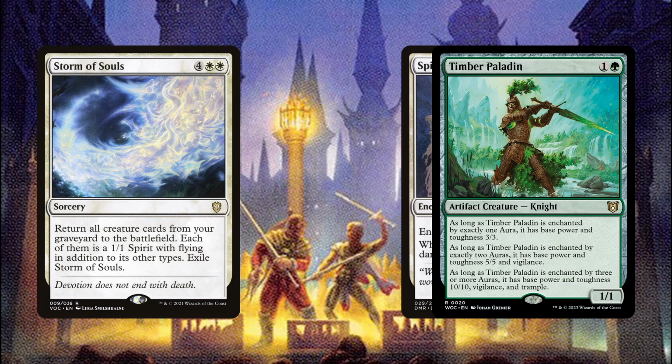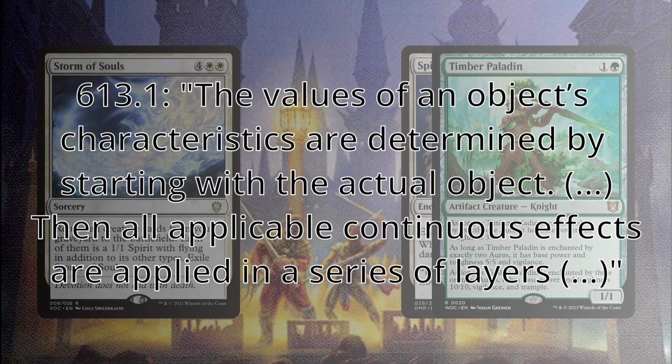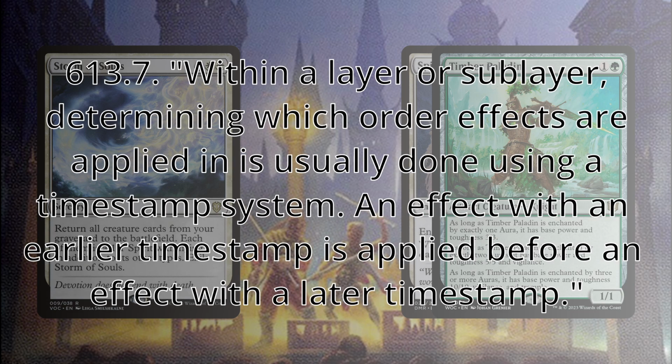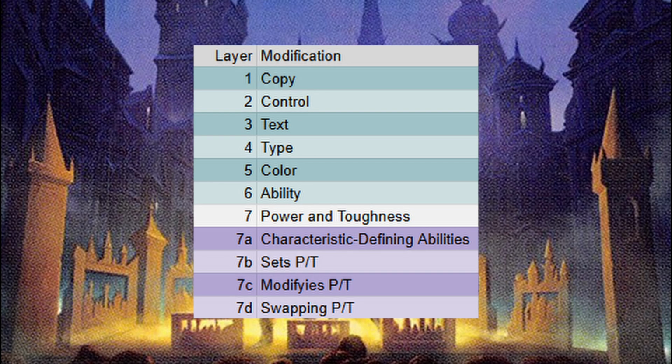Now, when dealing with multiple continuous effects, we first check in which layer each continuous effect applies in. Then we see if any continuous effect is dependent on another continuous effect within that same layer. And lastly, we look at the timestamp order of those continuous effects. First, let's look at layers.